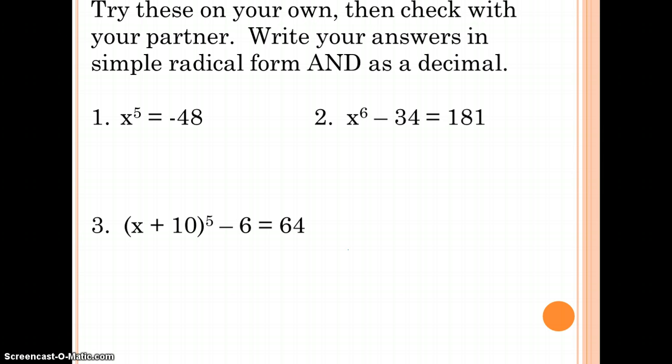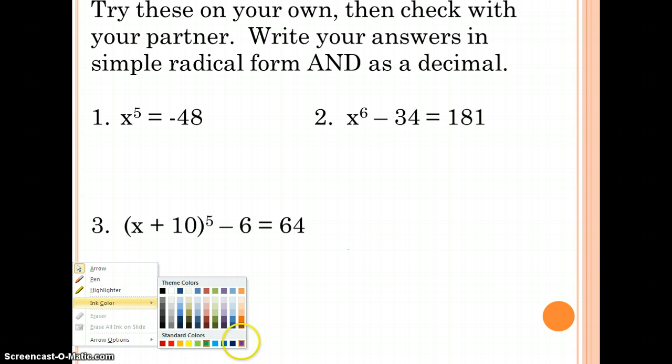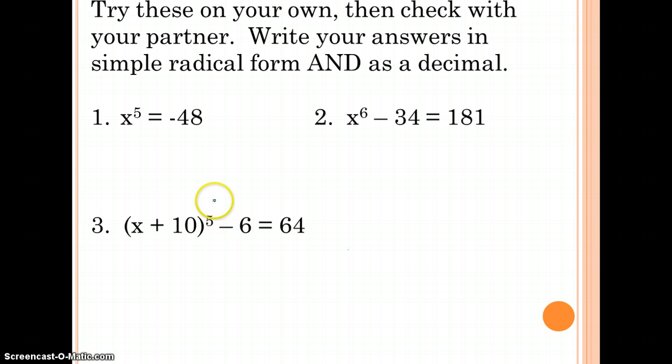Okay, at this point, if you need some more time, go ahead and pause the video and start it back up when you're ready. Otherwise, let's go ahead and go over these. So here, this one's really simple. This would be a straightforward level 2. I've already got an x to the 5th by itself.